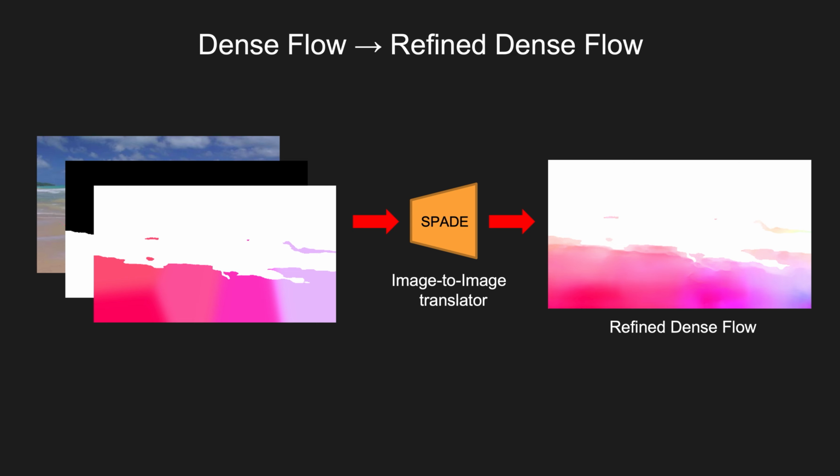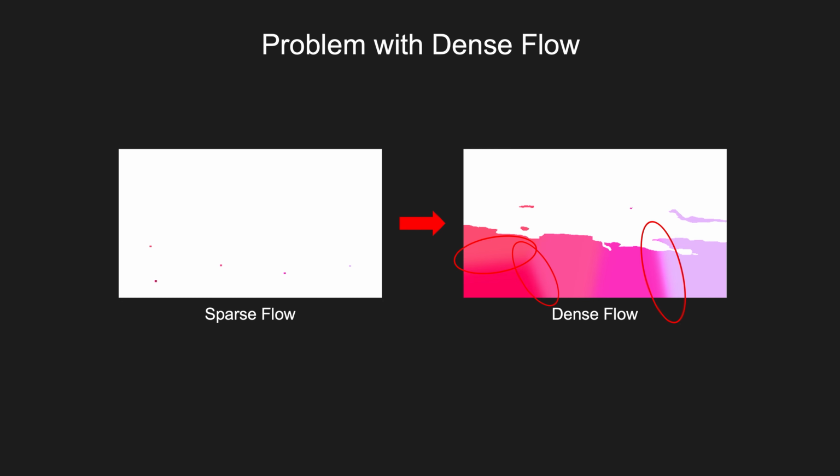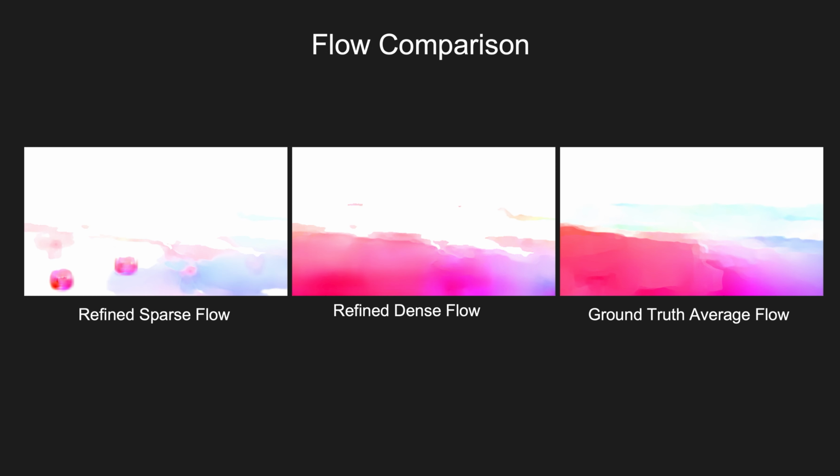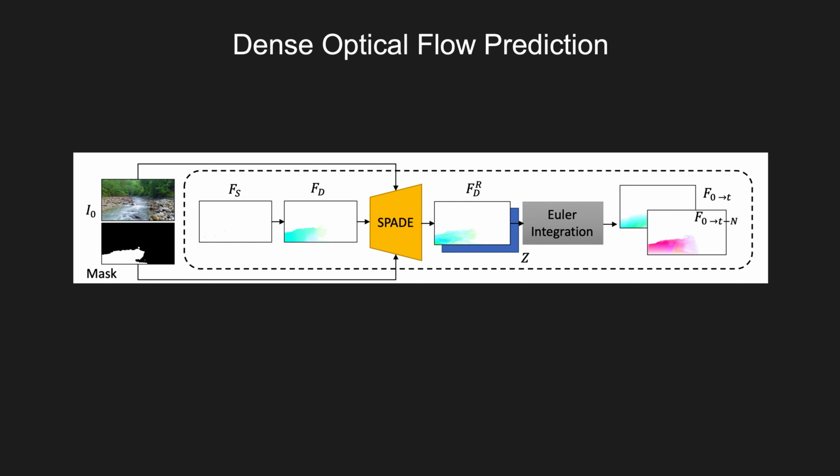It is to be noted that we cannot use this dense flow directly for animation as there are visible regions of separation in the dense flow. We see that the refined dense flow is a much better approximation of the ground truth average flow compared to the refined sparse flow. Here we see the entire pipeline of dense optical flow prediction.